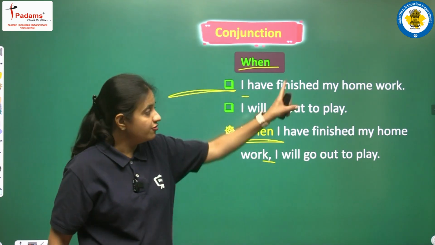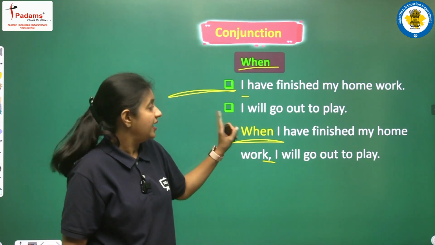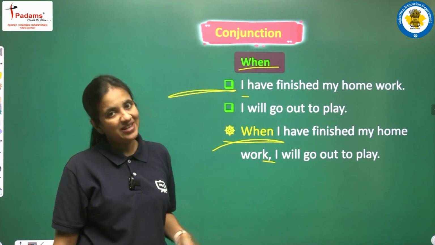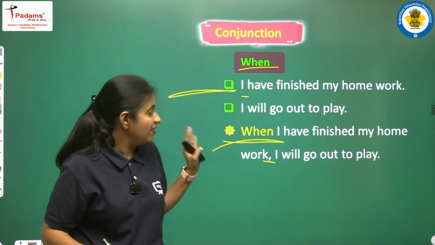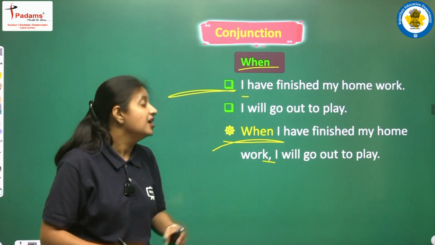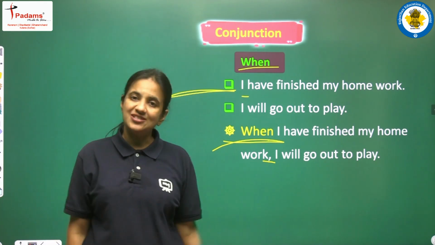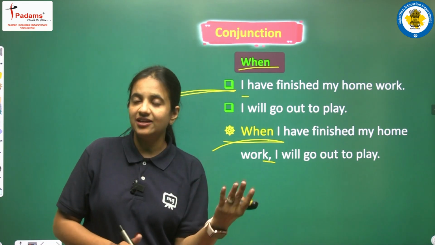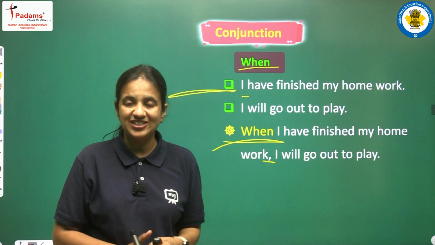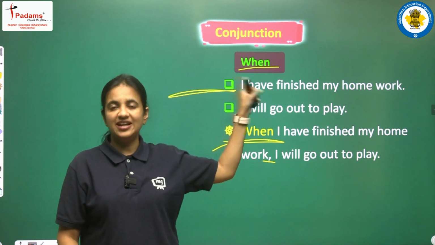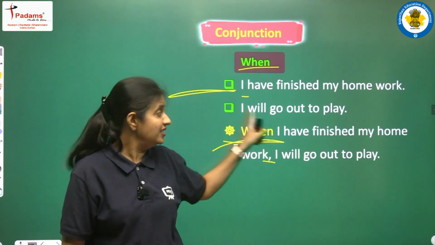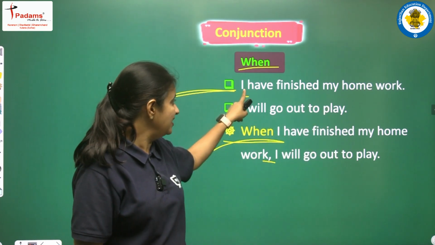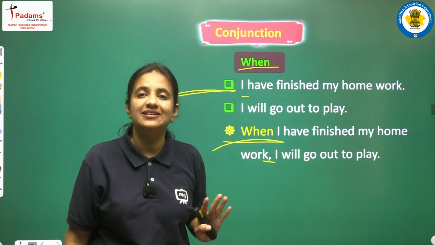After that, at the end of the first sentence we use a comma and then the second sentence, I will go out to play. In this manner the complete sentence will be: When I have finished my homework, I will go out to play. So yes, when is used to show the first action, and after that we write the second action. First we have to finish the homework, then only the second action is possible, right? So according to that we use when at the beginning of the first sentence.